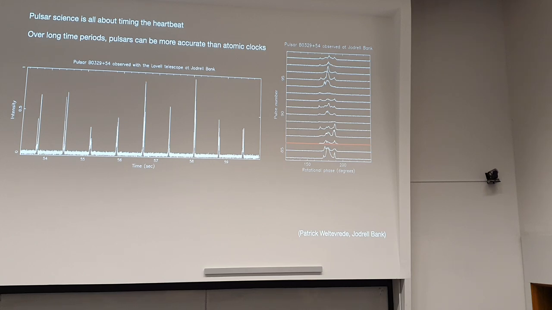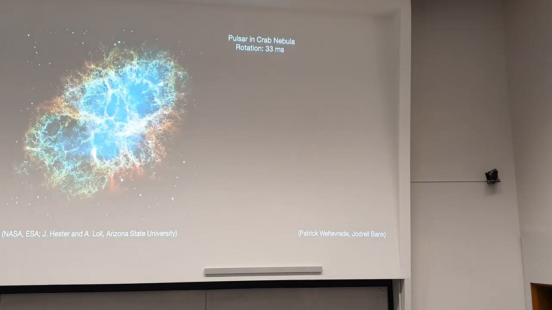Here's the Crab pulsar. Very famous, if not the most famous of the pulsars. Its rotation is 33 rotations a second, or a 33 millisecond spin period. It's located right at the center of the Crab Nebula, where the arrow is pointing. It's not easy to see on the image, but there are two little points, and one is actually the pulsar. If you could take very fast imaging, you would actually see the optical star blinking 33 times per second.